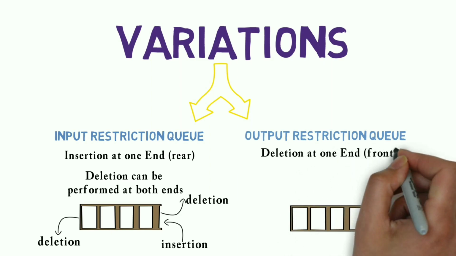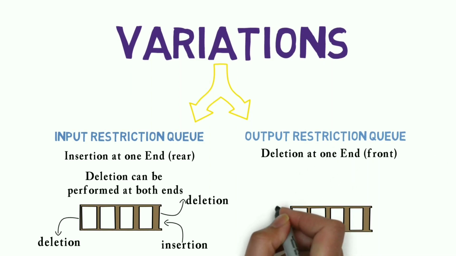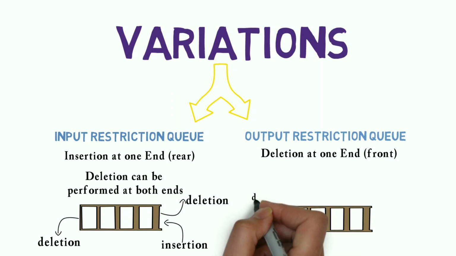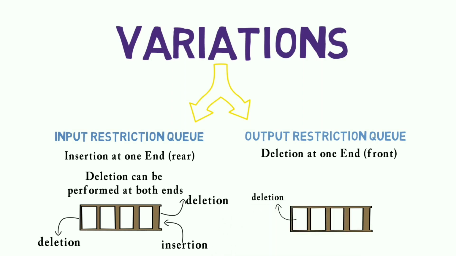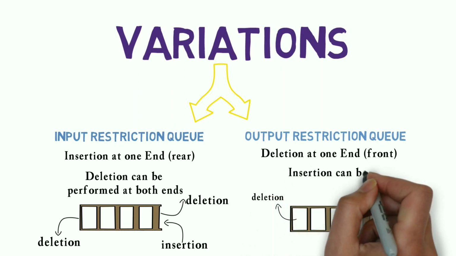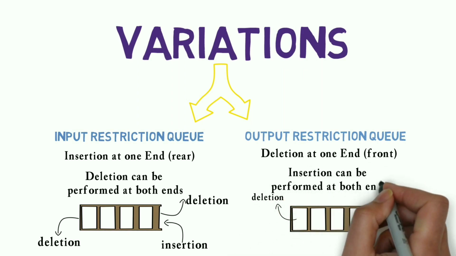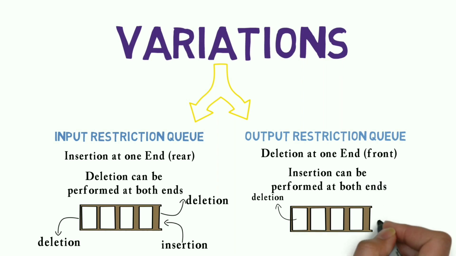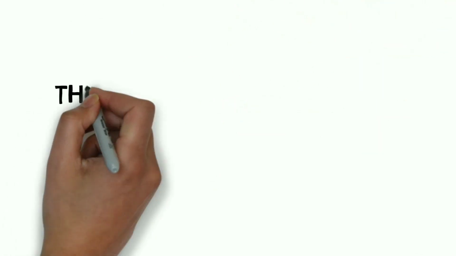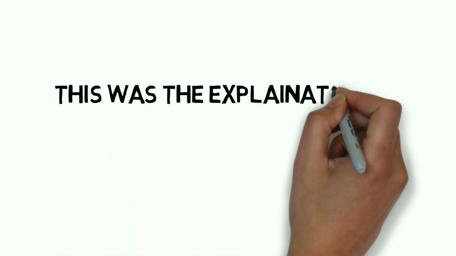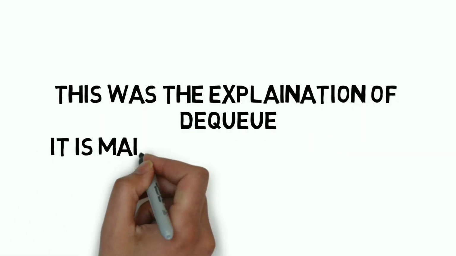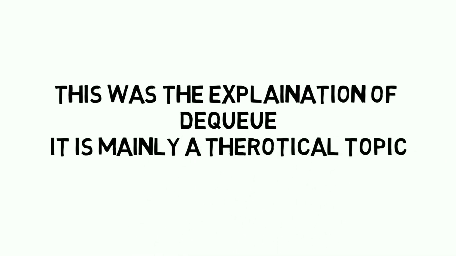Similarly, in output restricted queue, output is restricted. That is, deletion can be done at one end only, which is from the front, and insertion can be done at both ends. So this was the concept of DEQueue, which is a theoretical concept which can be asked in exam as a short note.